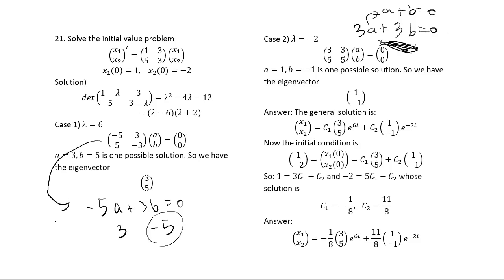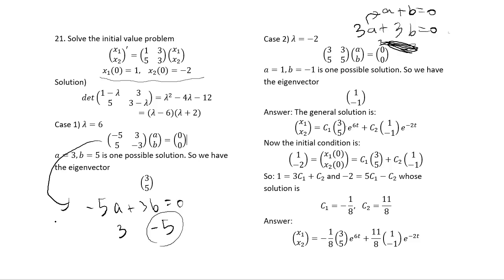And then to satisfy the initial condition, now you have to plug in t equal to 0 on both sides. Okay. When you plug in t equal to 0, x1 of 0 is 1, that's what you're given. x2 of 0 is -2, that's also given. And then on the right side, if you plug in t equal to 0, you get c1 times 3, 5, because e to the 0 is 1, they just simply disappear. So you just have this.